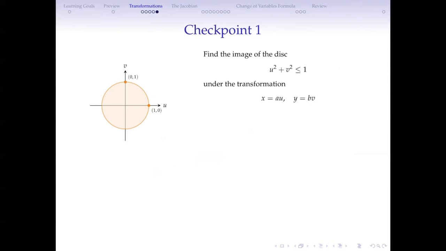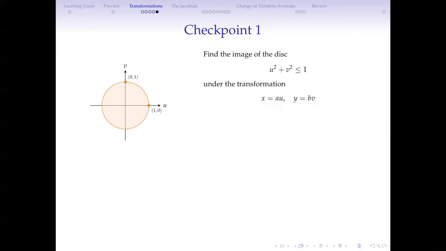I've given you a transformation. x is equal to a times u and y is equal to b times v, where a and b are numbers. And I've given an initial region in the UV plane, which is just the disk, u squared plus v squared is less than 1. So it's a unit circle. And my question is, what sort of figure is it mapped to under this transformation?